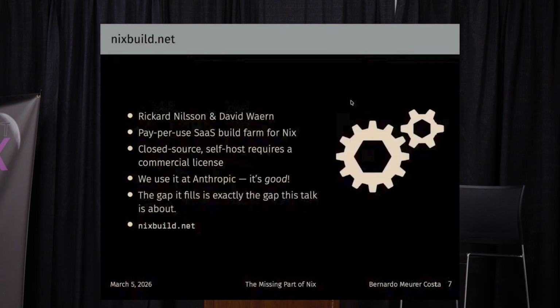Then there's nixbuild.net. They're here. You should talk to them, Rickard and David. It's a pay-per-use SaaS build farm for Nix, and you can self-host it. They do offer licensing, and we use it at Anthropic. It's very, very good. And it's essentially what this talk is about. Why don't we have this in the community? It's such an obvious next piece for Nix.